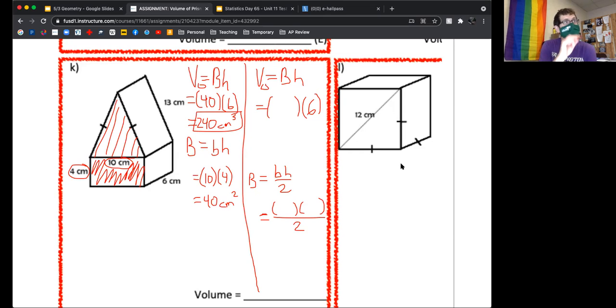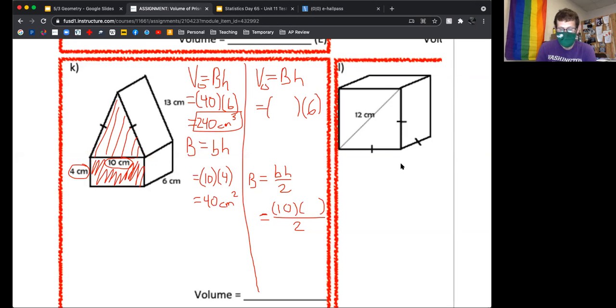For right now, the base represents the entire triangle. 10. Do we know the height? We don't know the height. Oh, I didn't mean to. So that's 10. Let me erase something real quick.